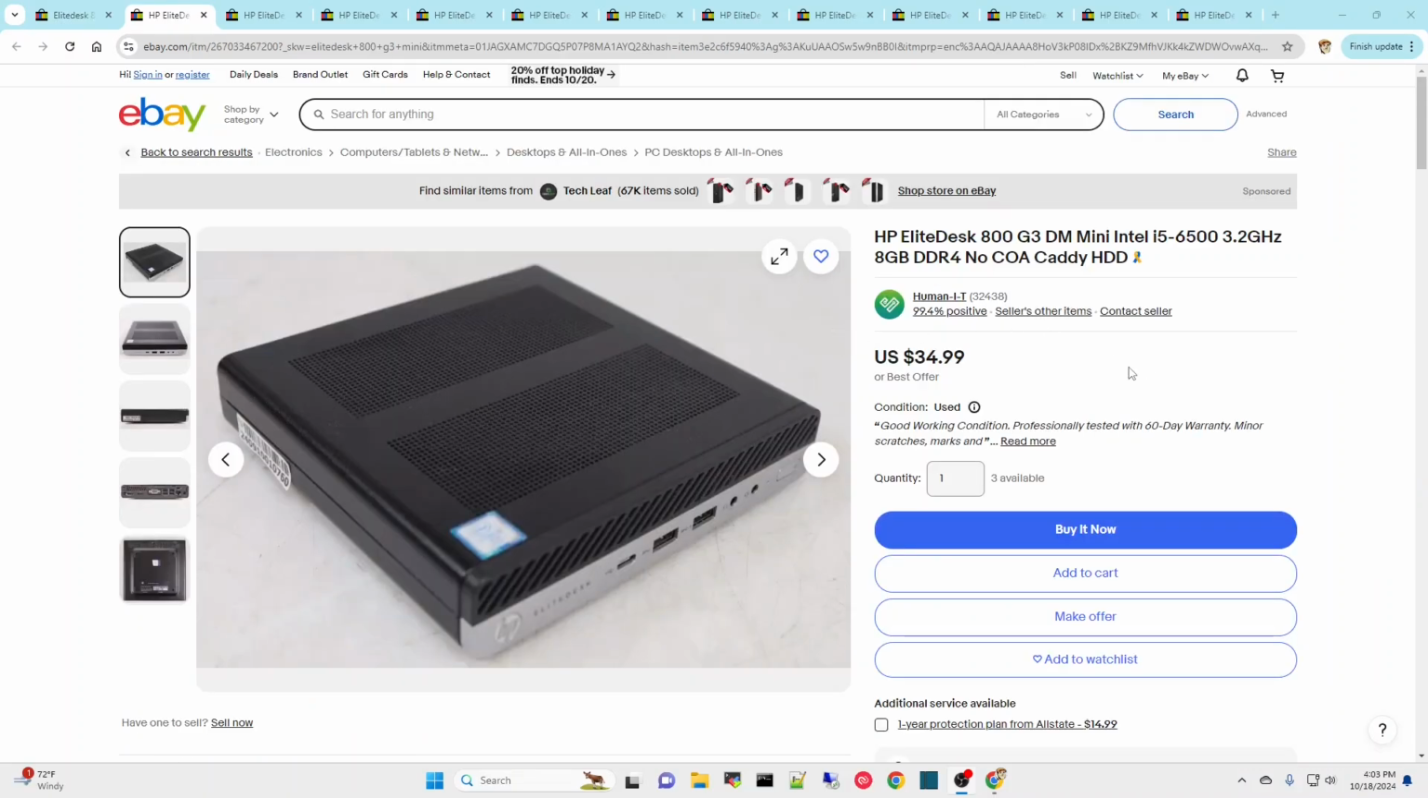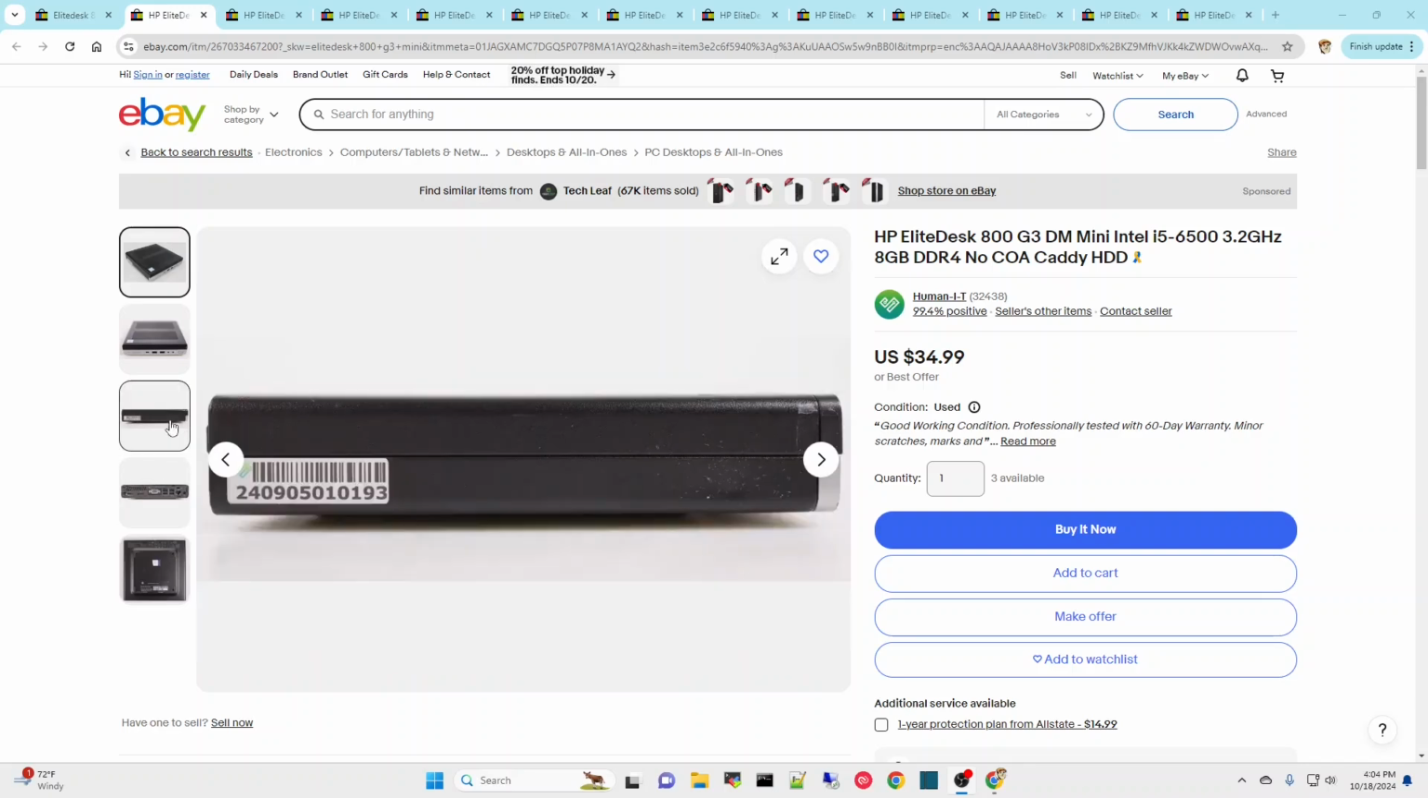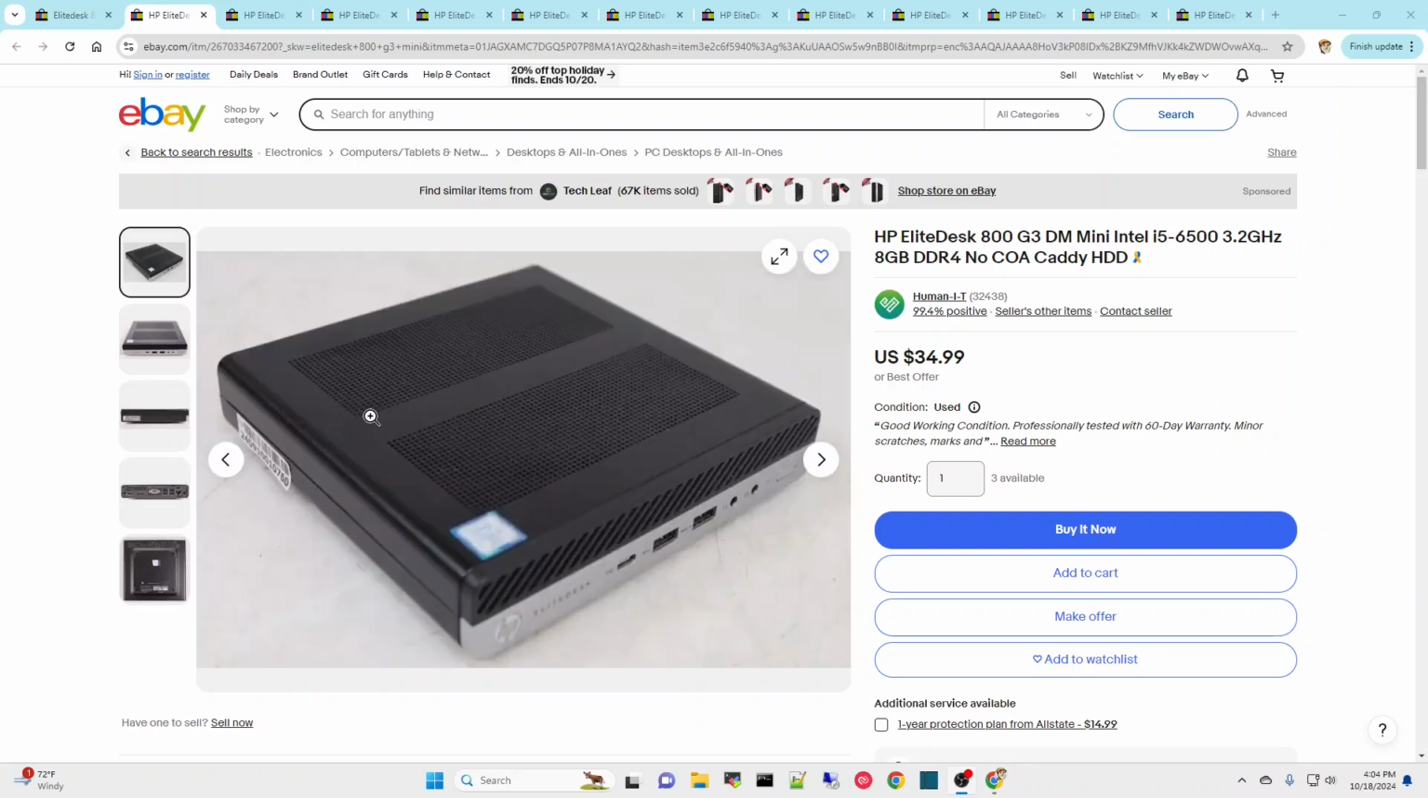Here's one I would probably stay away from. It has nothing to do with who's selling it. It's just the fact that it's missing a lot of things, and there's a lot of stuff about it that I'm not so wild about. It does have an i5-6500. And obviously we know that it's a 65 watt system, but it doesn't have a caddy, doesn't have Wi-Fi. You're going to have to get your 90 watt power supply for it.